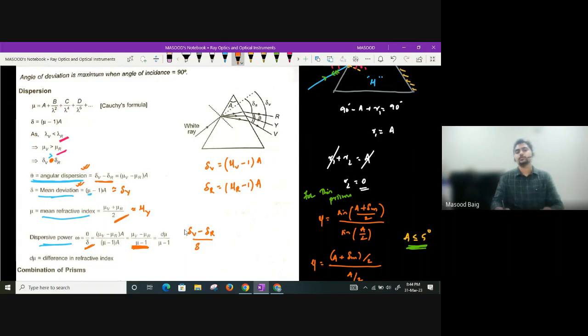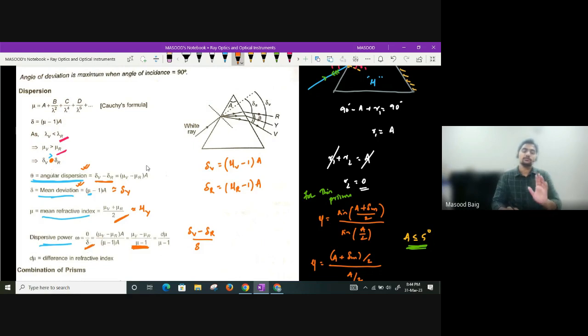Basically, dispersion is the splitting up of white light into seven different colors. We call them Vibgyor colors, guys. So refractive index is directly proportional to deviation, right? And refractive index is inversely proportional to wavelength. So we say deviation and wavelength are inversely related to each other. Whichever has less wavelength will have more deviation. So deviation produced in violet light will be more than deviation produced in red light, right?